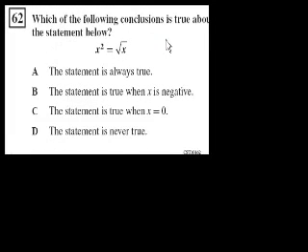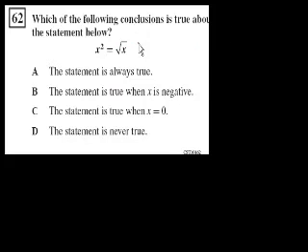Which of the following conclusions is true about the statement below? X squared is equal to the square root of x. All right, so once again, let's think about it a little bit. X squared is equal to the square root of x. I mean, it definitely works for the number 1, and it works for the number 0.